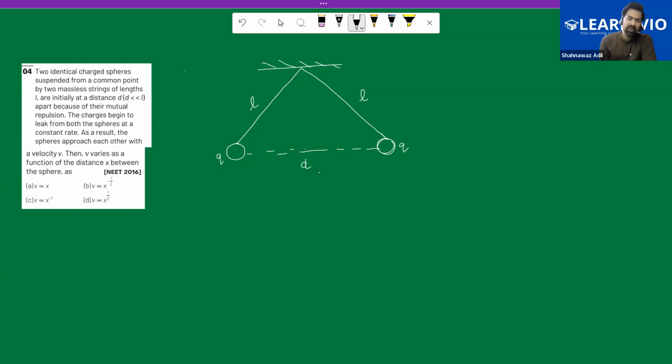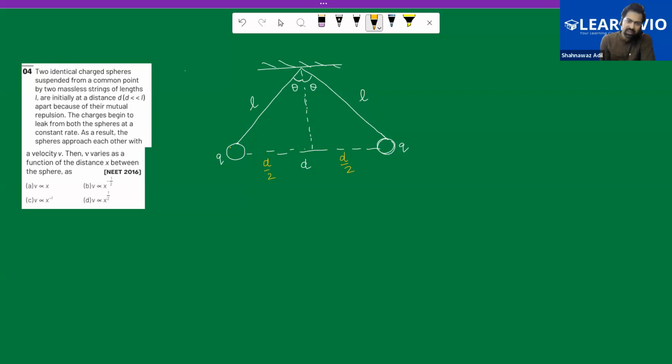So they are at equilibrium, and let's say the angle between them is theta. Because these are equal angles, the separation would be theta by 2 and theta by 2, right? Now the charge is depleting. The charge begins to leak from both the spheres at a constant rate. As a result, the spheres approach each other with a velocity v. Then v varies as a function of the distance x between the spheres as what?